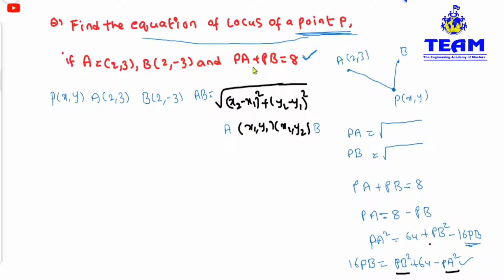Now here PA and PB are given. So PA is equal to the square root of (x2 - x1) whole square, plus (y2 - y1) whole square, and PB also you will get as a root. But PA + PB = 8 is nothing but root plus root. Here, root plus another root is equal to 8. The left side has only roots, the right side is a constant. If it were one root equal to another root, then squaring both sides, the square roots would get cancelled directly. But in this case, it is a sum of roots.